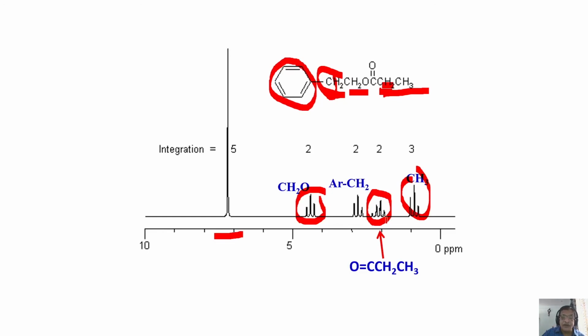How do you assign? Remember, this is coupled to CH3. The splitting pattern gives you the J coupling. Measure the J coupling. This J coupling should exactly match with this or this. The one which matches with this J coupling is the one which is coupled to CH3. Then you can identify whether that CH2 is this or this. That is another way. You understand?